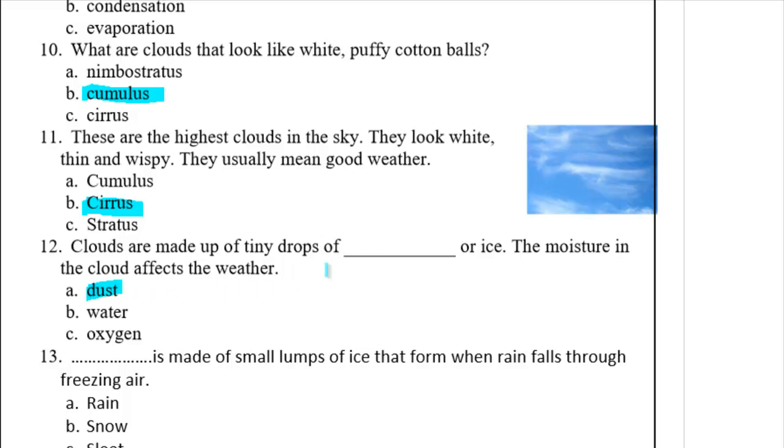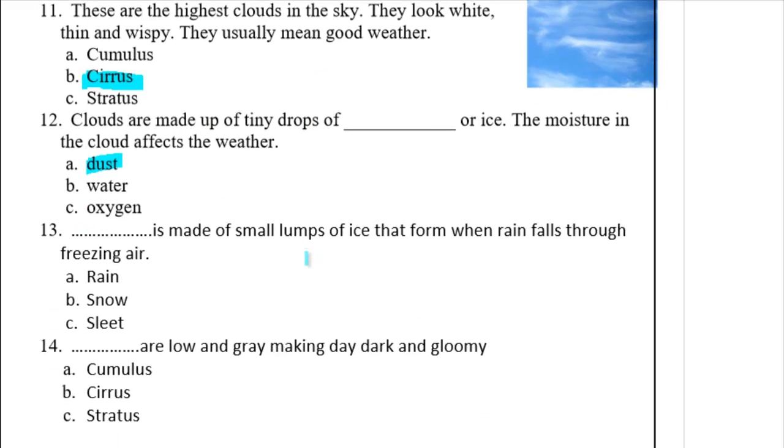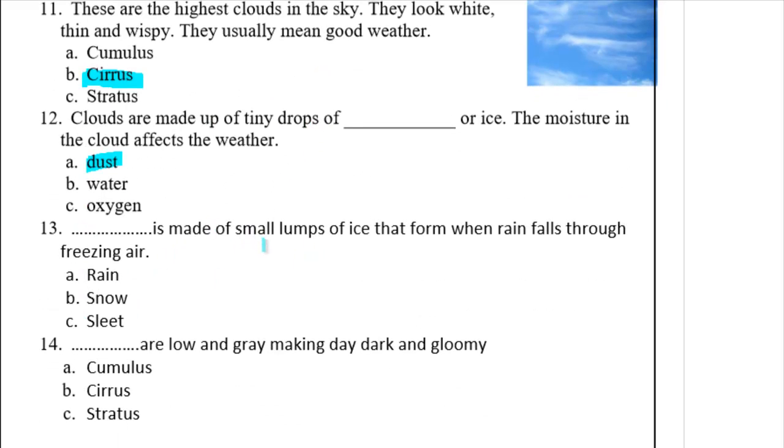The moisture in the cloud affects the weather. Number 13, what is made of small lumps of ice that form when rain falls through freezing air? What's this? Yeah, sleet. Sleet is the small lumps of ice.